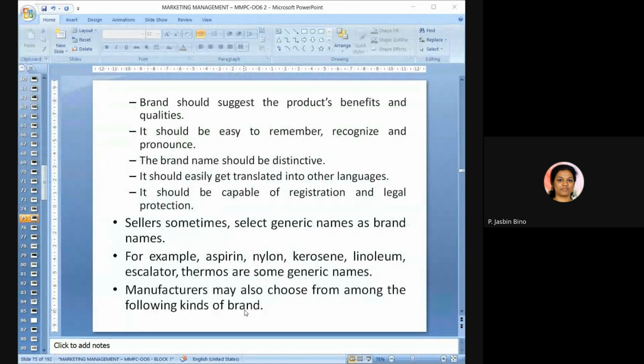The brand name should suggest the product's benefits and qualities. For example, if you are naming a face cream, take Fair and Lovely. The benefit of the product should be indicated in the brand name. It should be easily remembered, recognized, and pronounced. The brand name should be distinctive and easily translated into other languages. It should be capable of registration and legal protection. This is the main thing. For example, aspirin, nylon, escalator, and thermos are generic names, because generic names can also be used as brand names.